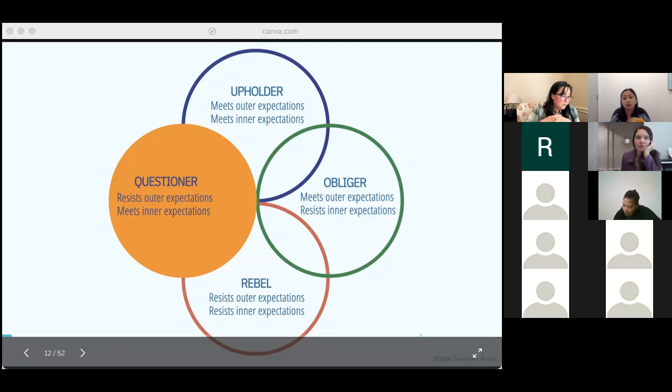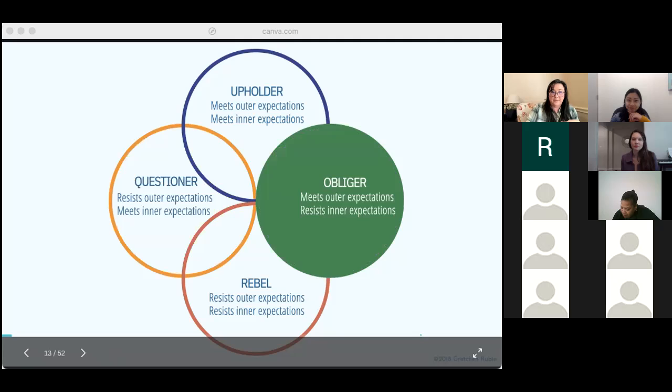Let me see here. We'll go over to obligers. And then obligers, our largest one. Okay, so we're going to go to rebels.